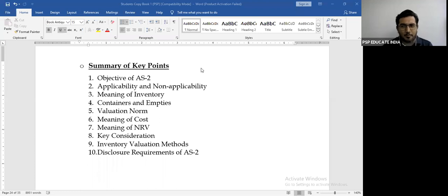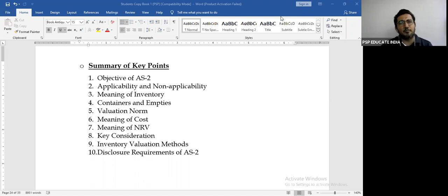If your actual capacity is equal to the normal capacity, in that case, you have correctly produced, your fixed production overhead recovery rate will be fixed production overheads divided by normal capacity of production.